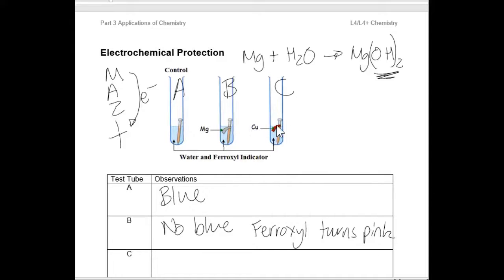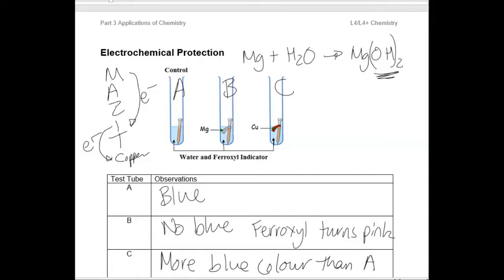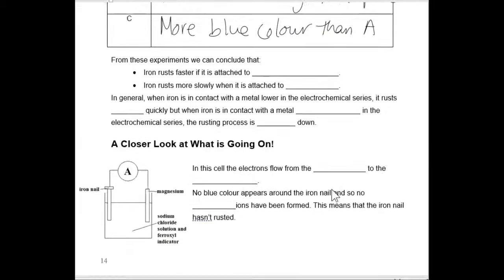And in this last one, we've got iron attached to copper. Well, remember, copper is actually below iron. So in this one, the iron is giving electrons to the copper. And so therefore, the iron's losing electrons faster, and so the iron will rust faster. So you'd actually see more blue colour than A. So attaching copper to iron is a really bad idea if you're wanting to save your iron.